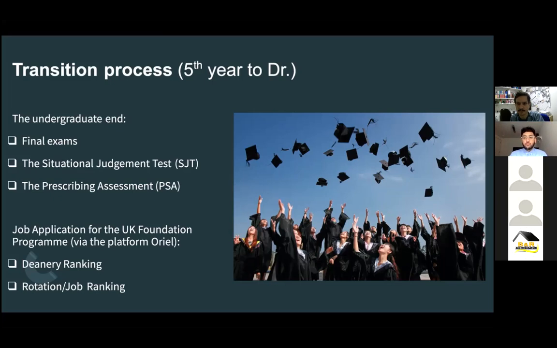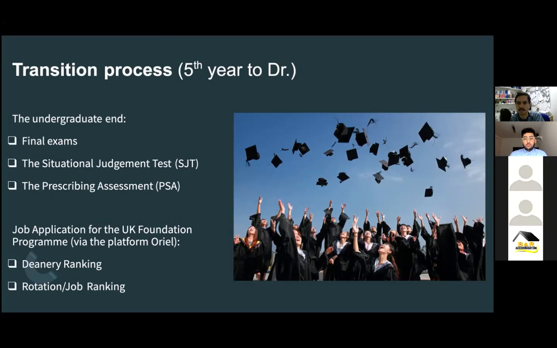So the better you do in medical school and the higher you score in this SJT exam will make you a better applicant. You can do other things such as additional degrees and publications that give you extra points to help your application towards your job. And the algorithm works in that the higher you score, the more likely you are to get a higher choice preference, and it works down a list.